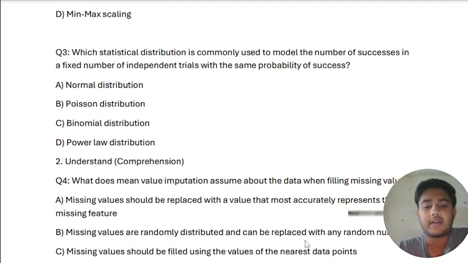Which statistical distribution is commonly used to model the number of successes in a fixed number of independent trials with the same probability of success? So the answer is option C, binomial distribution.